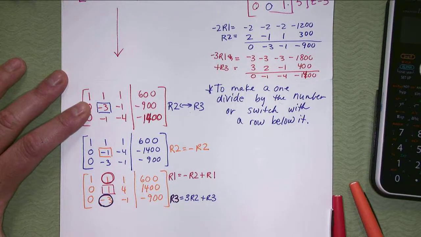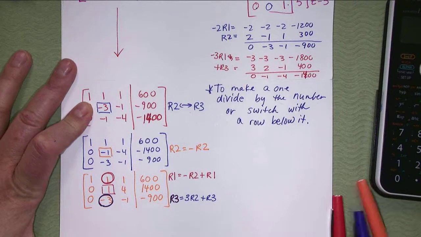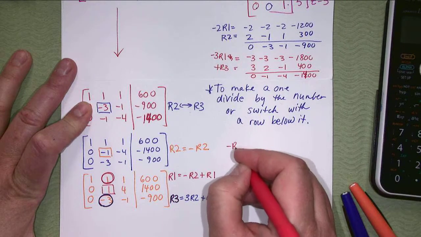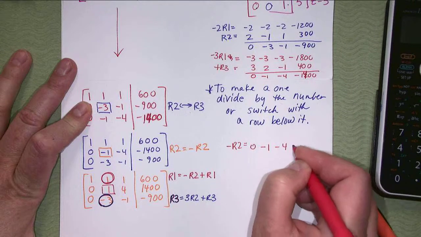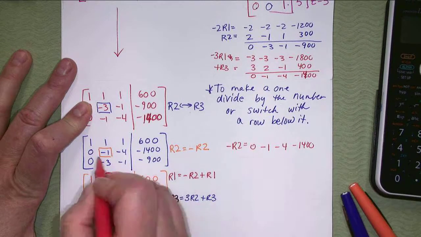All right, so off to the side, minus row 2. We already had that same thing here, so let's write it down. Plus row 1.